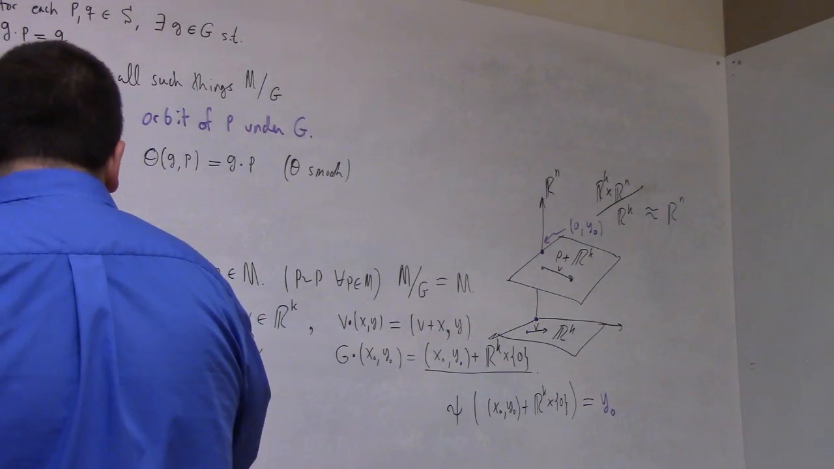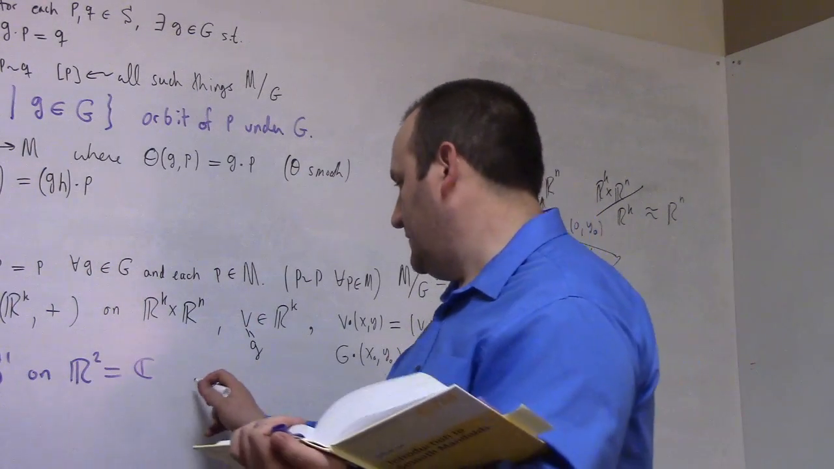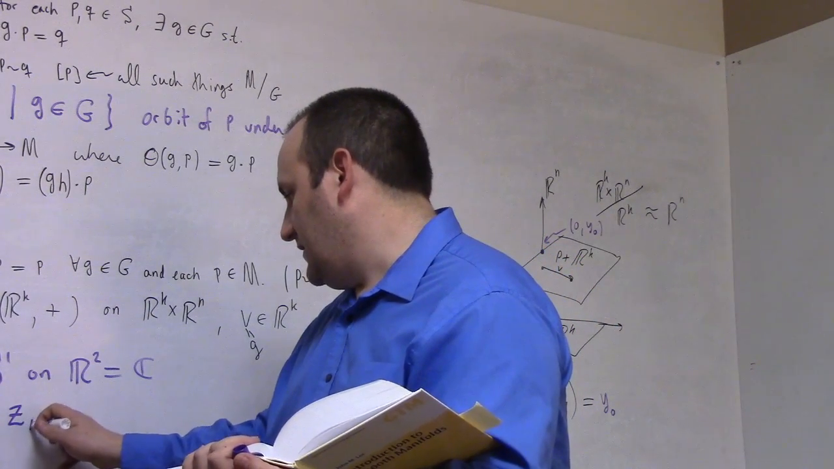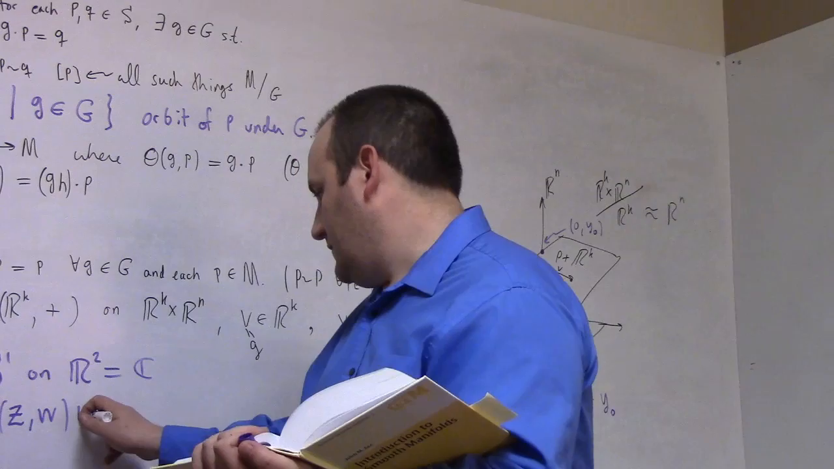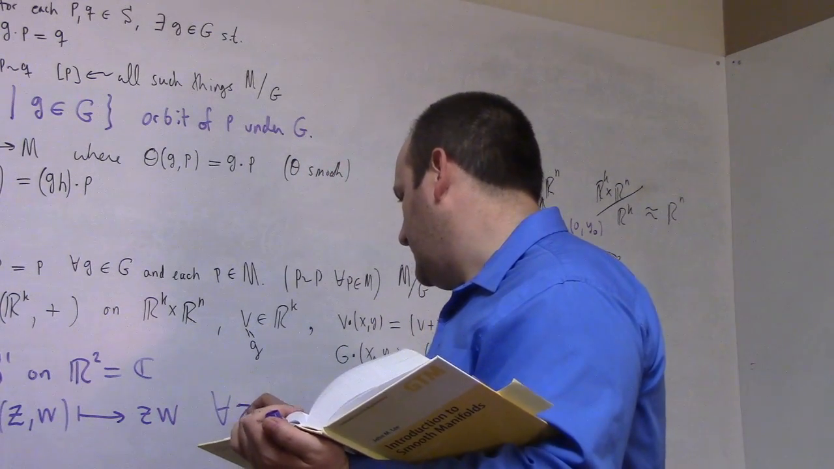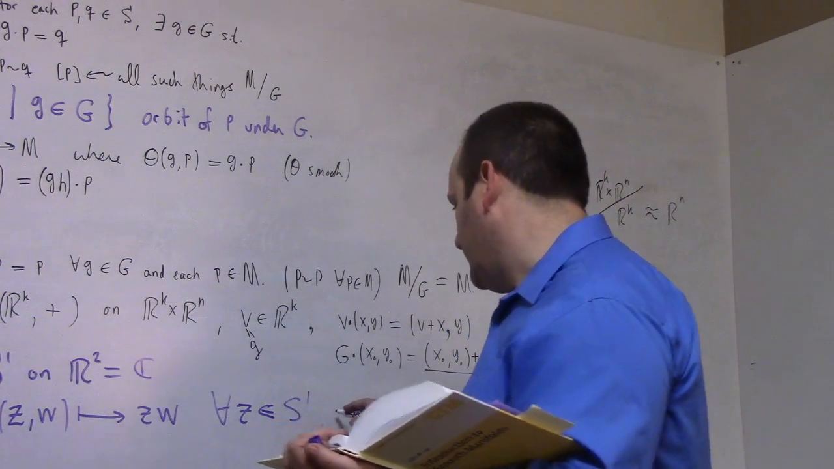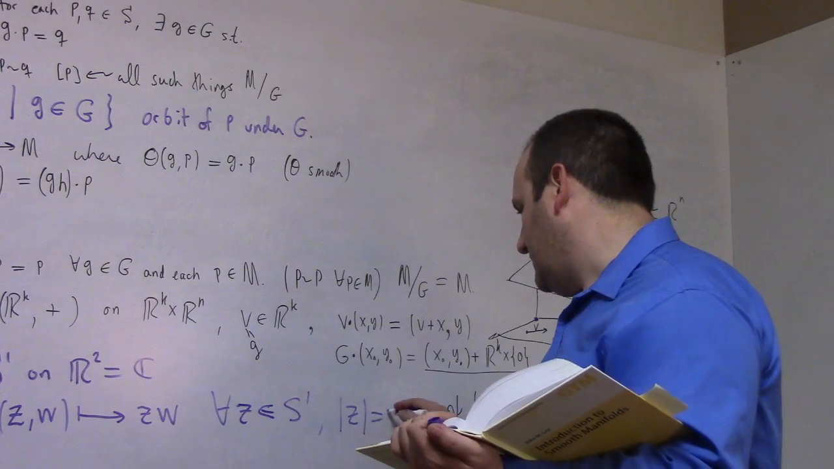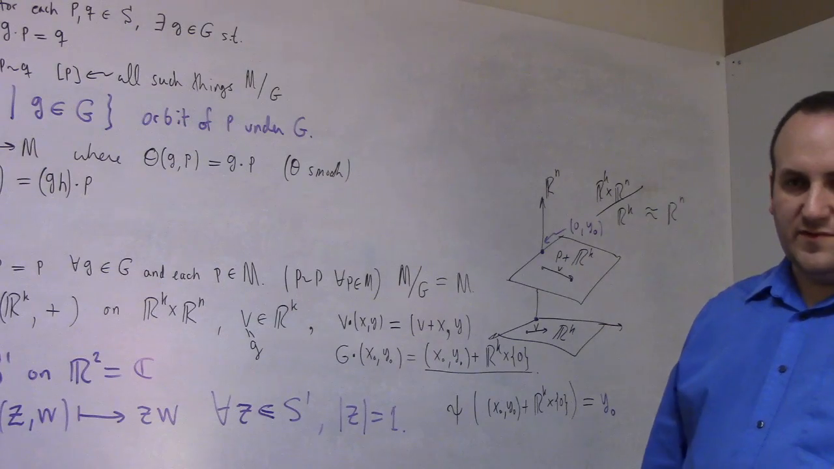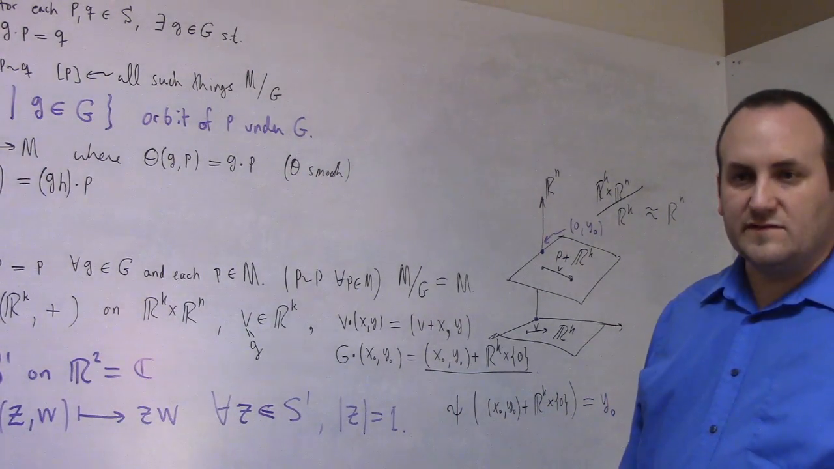On R2, which you identify with the complex numbers, the mapping is just (z, w) goes to zw for all z in S1, where this is just what? Modulus z equals 1. So the unit modulus numbers multiply the other complex numbers, and this is just a slick notation for rotations, right?